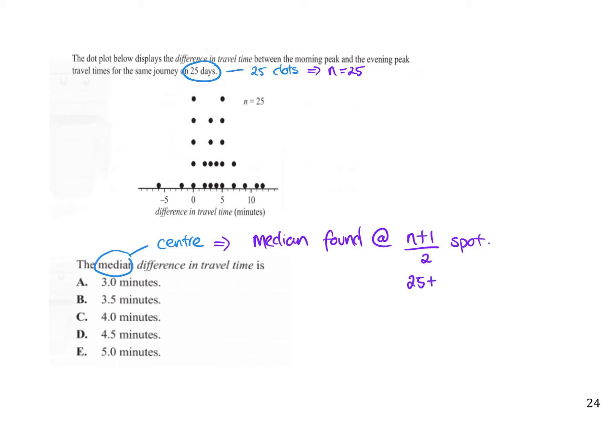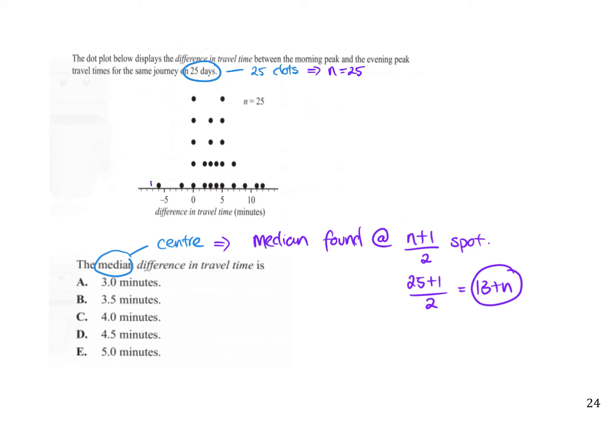And if I do 25 plus 1 divided by 2, that ends up the 13th. So what we're saying is the 13th one from the lowest going towards the highest is the median. So what you've got to do is go and count your dots. This dot was my first dot, wouldn't it? It would be the lowest.